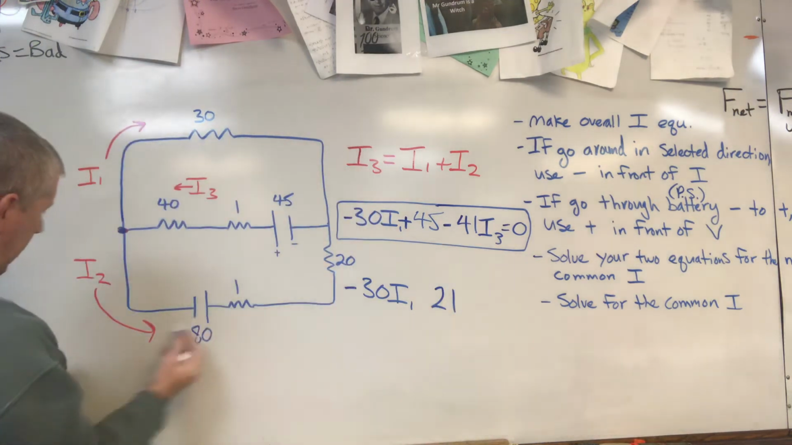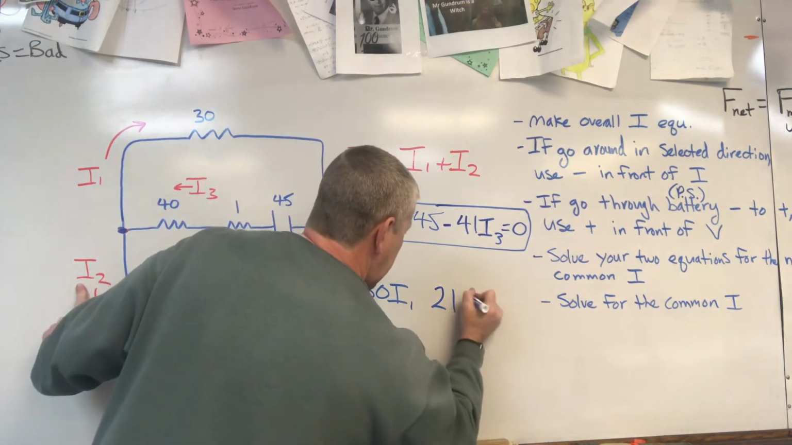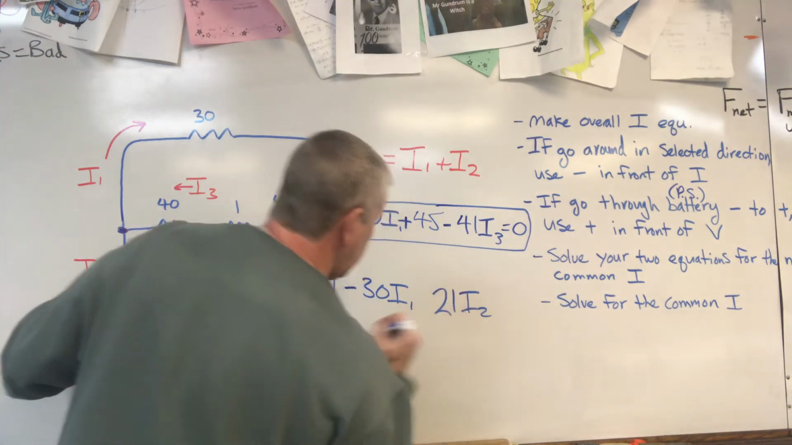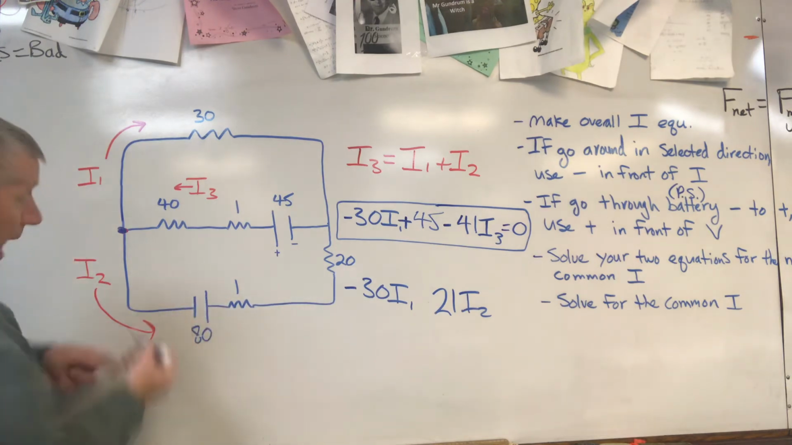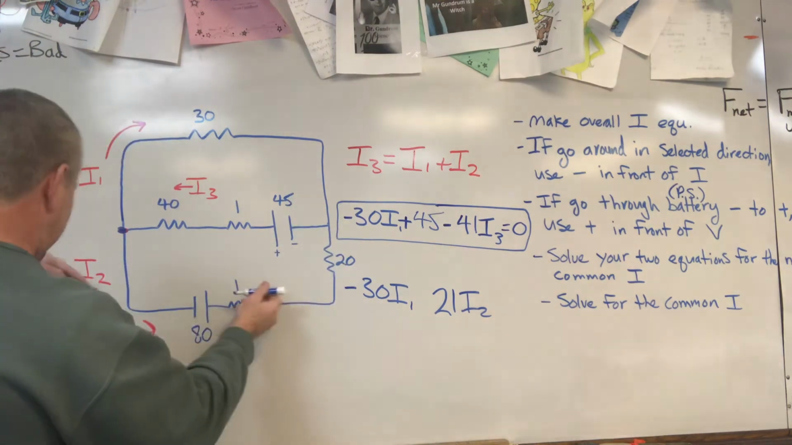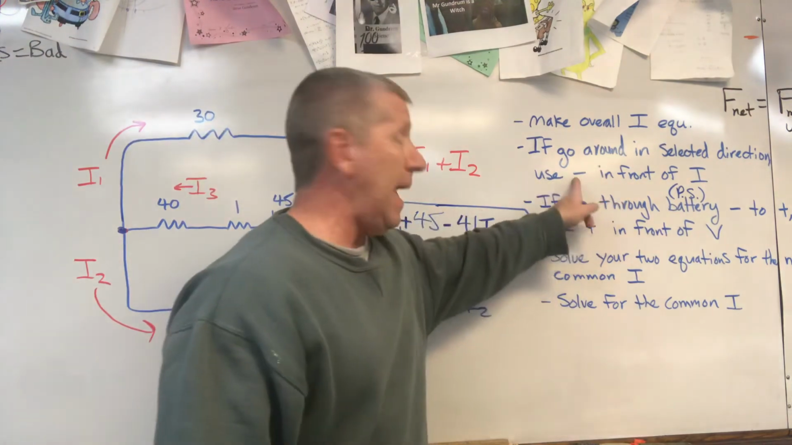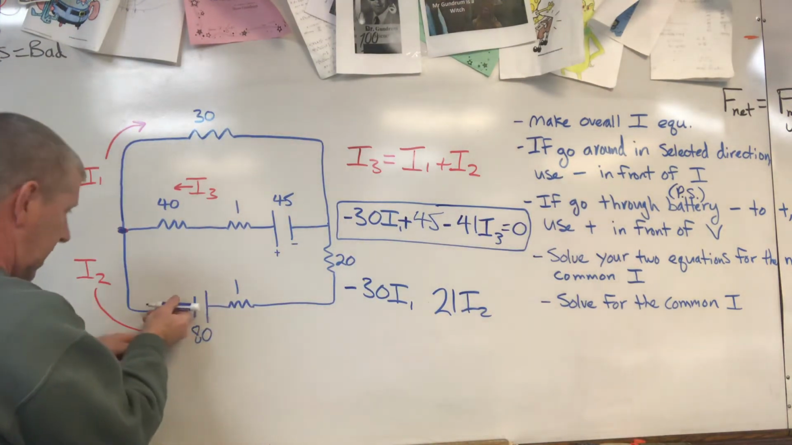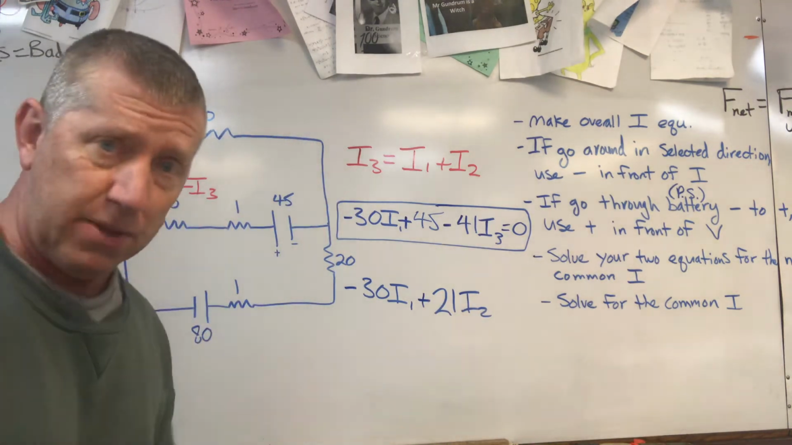Now, what line am I on? I'm on the I2 line, so 21 I2. But I'm going against the direction that I arbitrarily chose at the start of the problem. If I'm going around against the direction I set up, then I don't put a negative, I put a positive. So if I go around against my setup direction, I put a positive. Okay, just trust me, it's going to work.